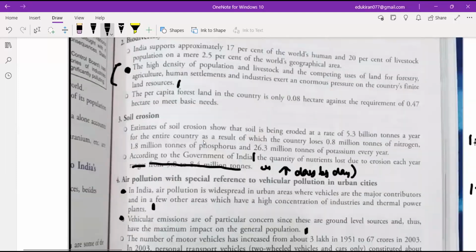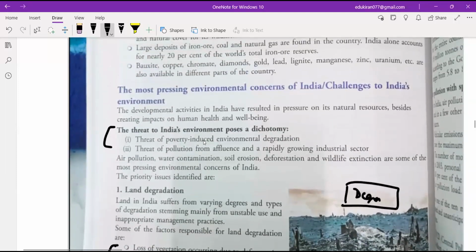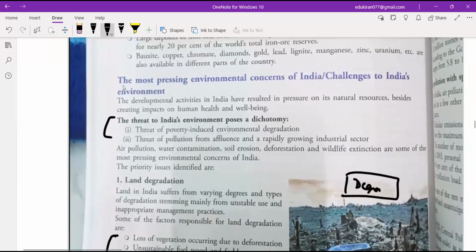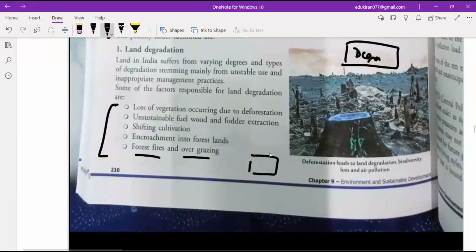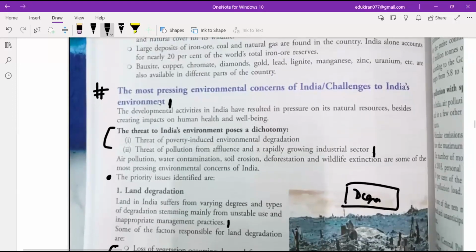So these are the problems related to environment which India is facing. You will write the heading "most pressing environmental concerns or challenges of India." Then you will write till here, and then from this: the priority issues identified are land degradation, and you will write the points like this. So first start writing. In case you feel, ma'am, what to write, just ask me whether we have to write this line or not.